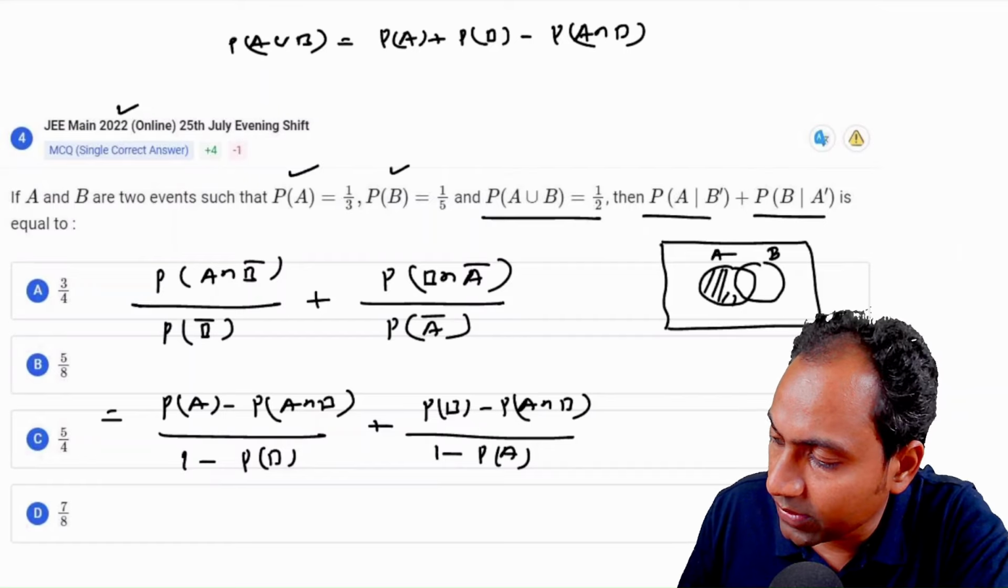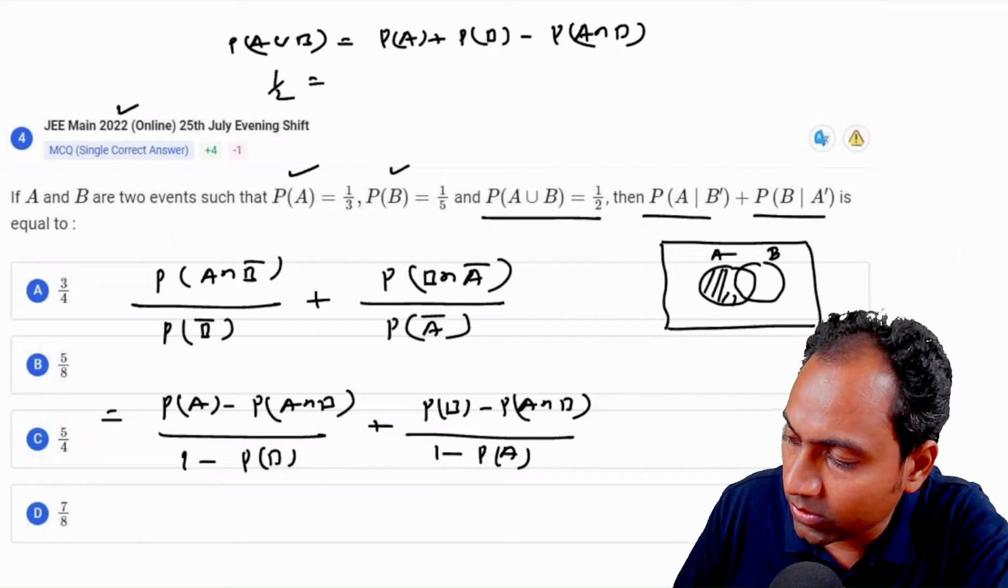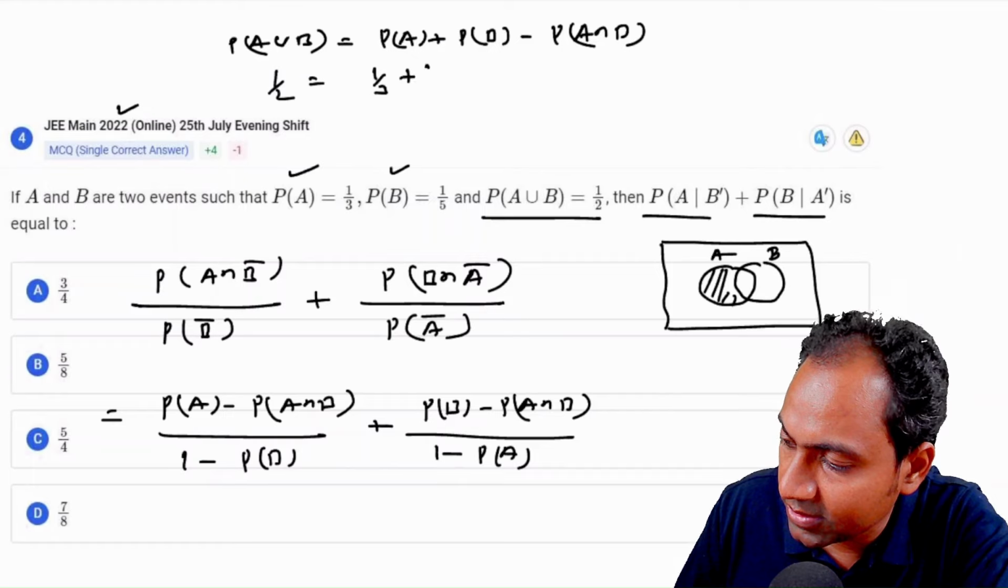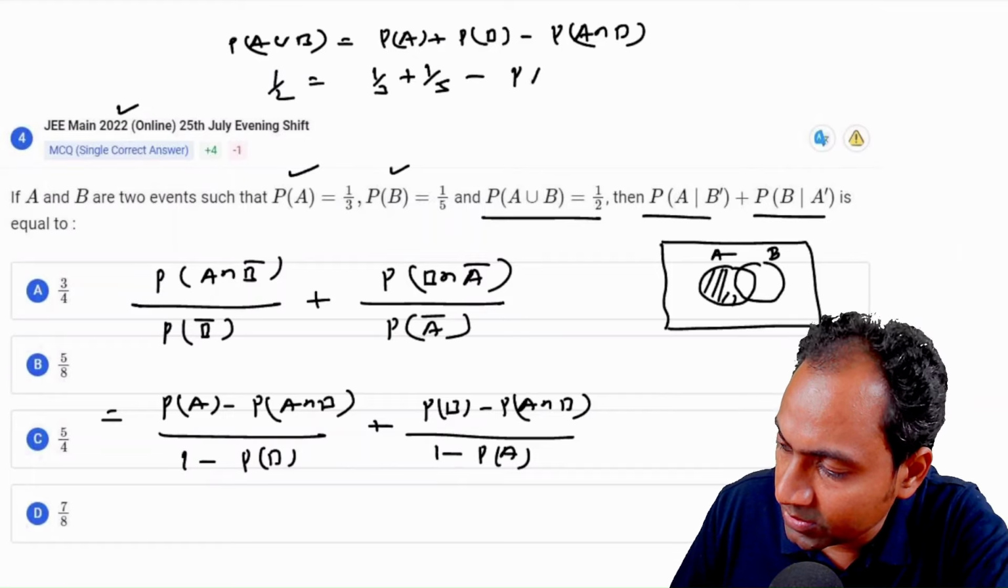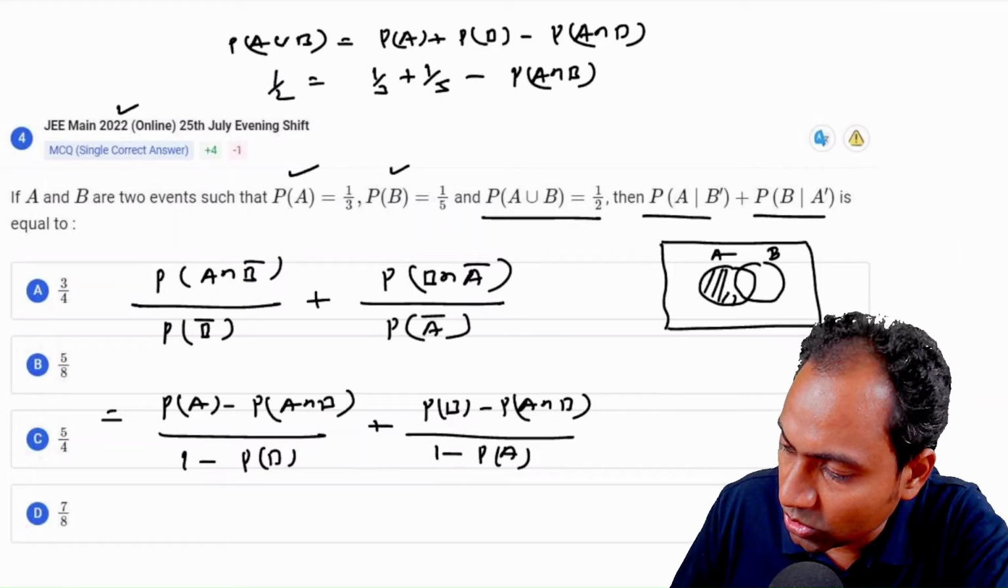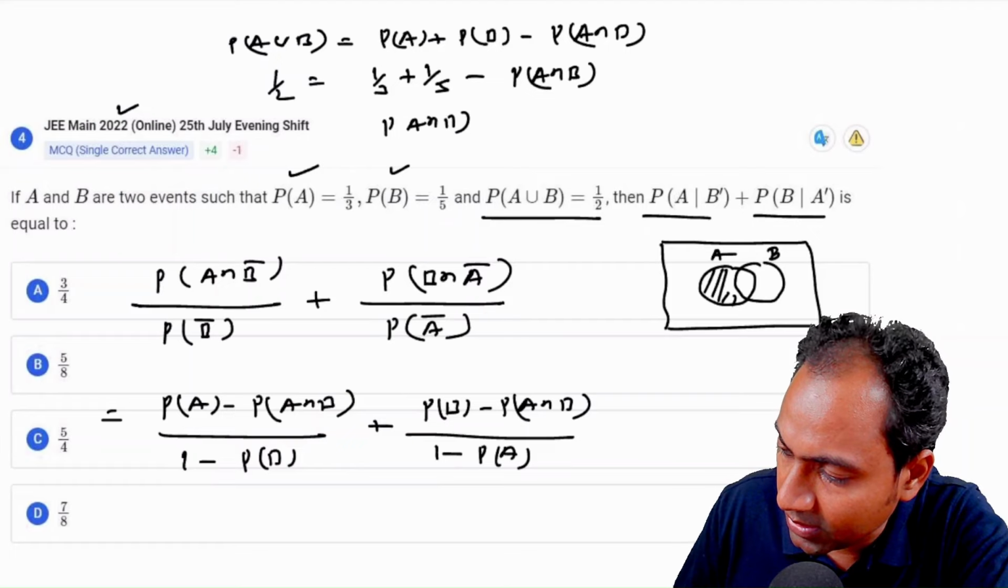So P of A union B is nothing but 1 by 2. This is nothing but 1 by 3. This is nothing but 1 by 5. Minus P of A intersection B. And if I solve this, P of A intersection B comes out to be 1 by 30.